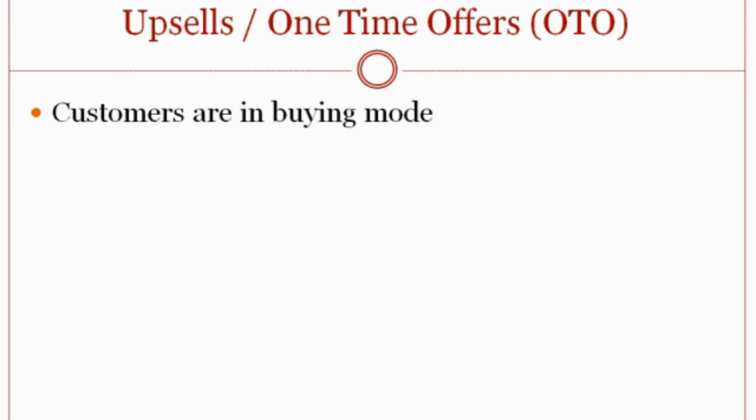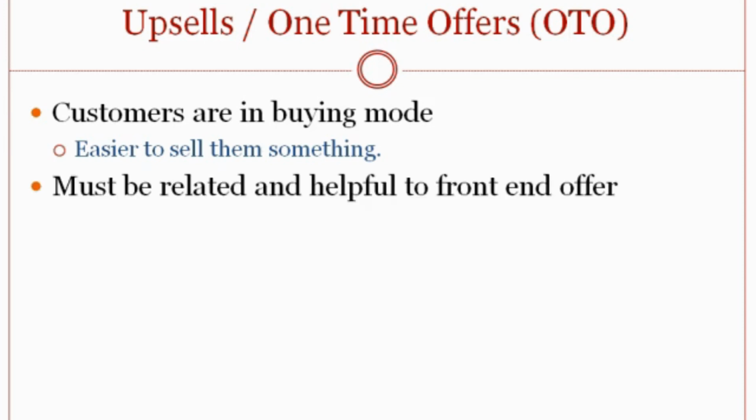The reason why one-time offers are very, very powerful is because customers are in a buying mode. So they just purchased your front-end product and you provide them with a one-time offer that is related to the front-end product. So upsells and one-time offers are easier to sell once the customers are in buying mode. Like I said earlier, it must be related and helpful to the front-end offer.